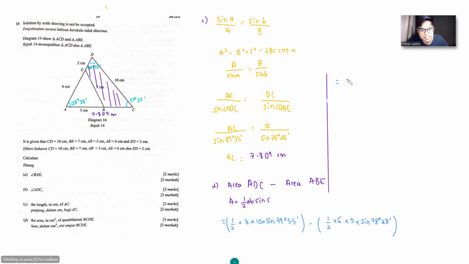So our final answer would be 15.907 cm square. So that's the end of the question.